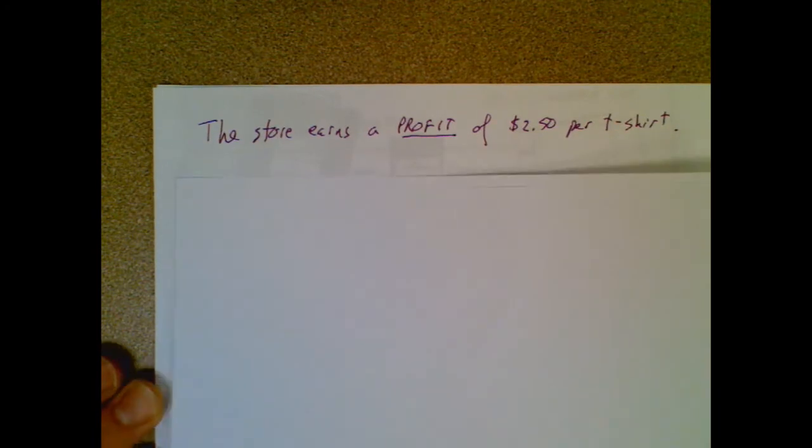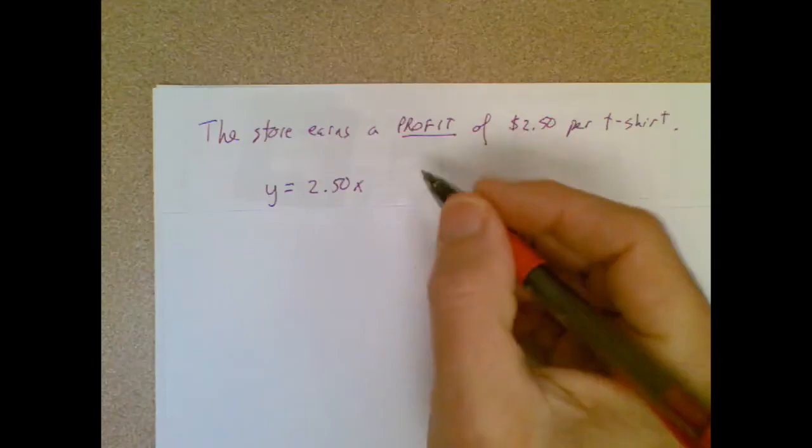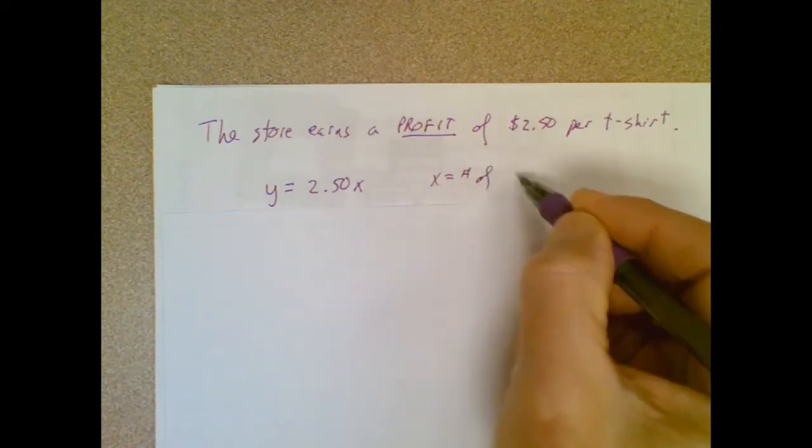So that might seem a little weird. Why are we naming functions? But I'm going to give you an example where naming a function helps give a little context to the situation. So I made up a very, very easy scenario. A store earns a profit of $2.50 per t-shirt. And if you were to write an equation to represent that, you would say y equals 2.50x. And in this case, x equals the number of t-shirts.